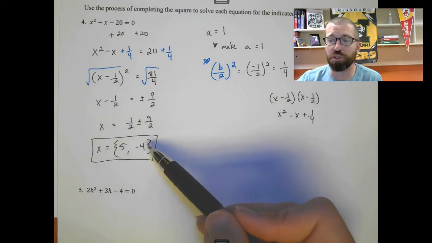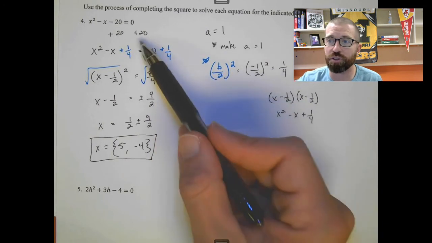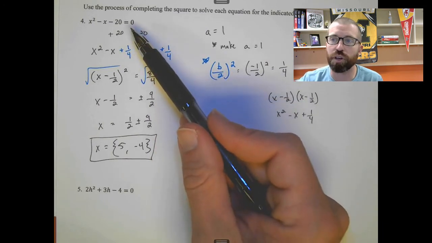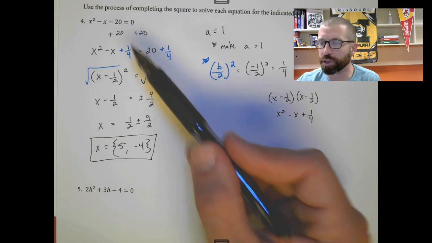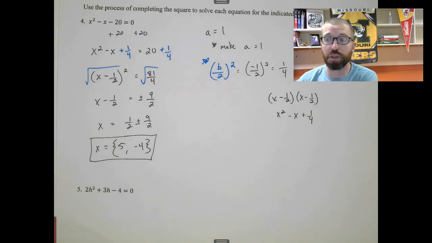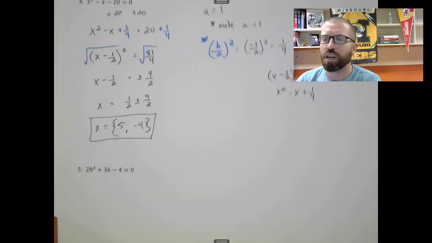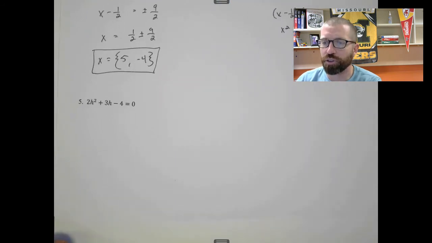Now, this is not the best way to solve this equation because we could factor this and just, x minus 5 and x plus 4 and be done pretty quick. But that's completing the square. It'll work on any equation. So let's try number 5.